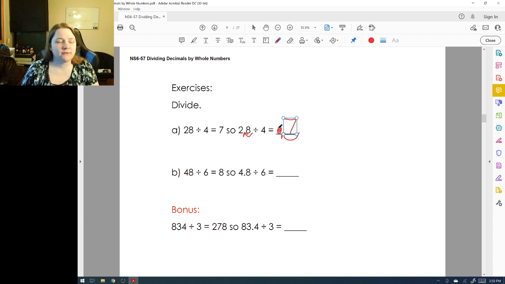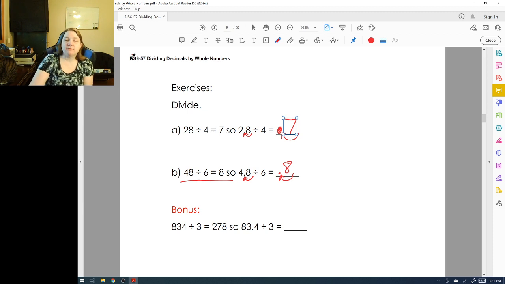What about 48 divided by 6 equals 8? Cool. 4.8 divided by 6. Well, if 48 divided by 6 is 8, I only move the decimal 1 spot here, which means I move the decimal 1 spot here. Last question, 834 divided by 3 is 278. I'm going to take their word for it.